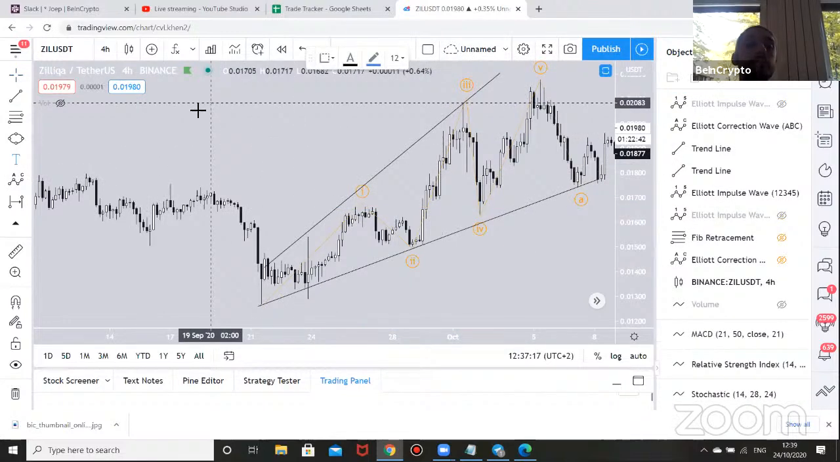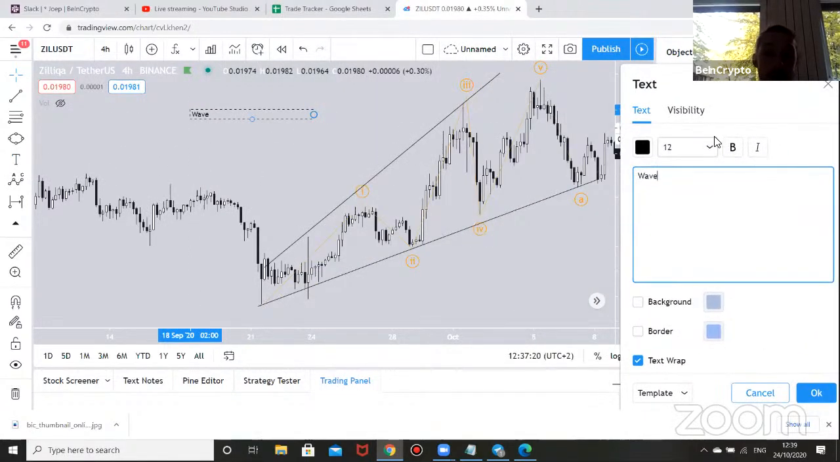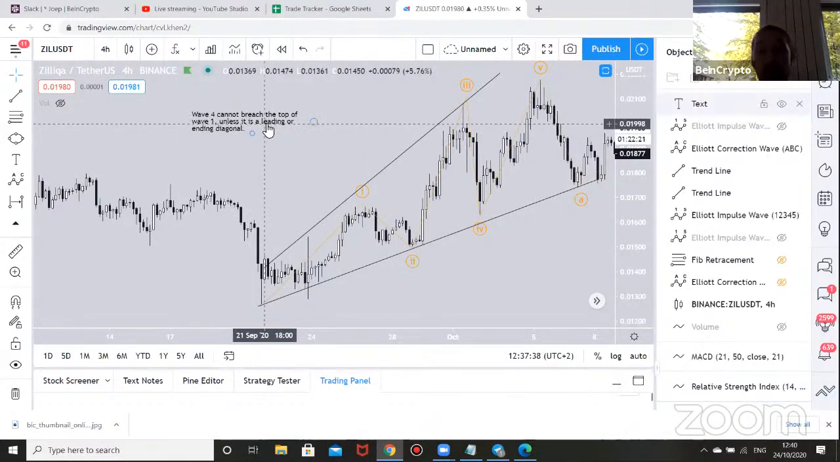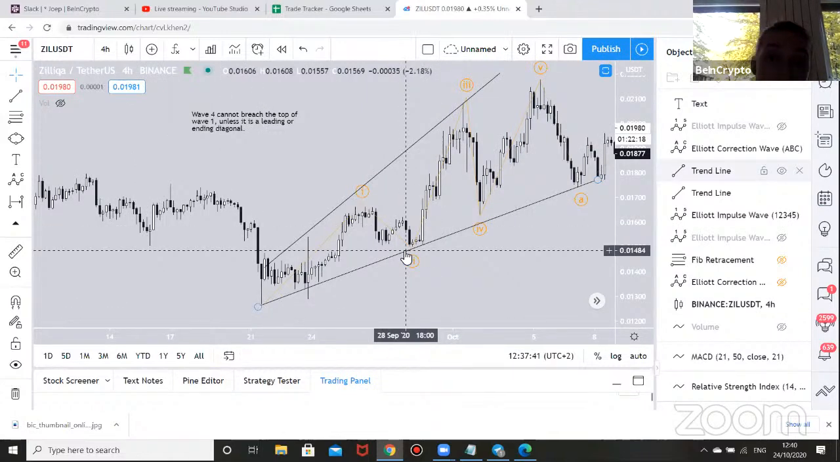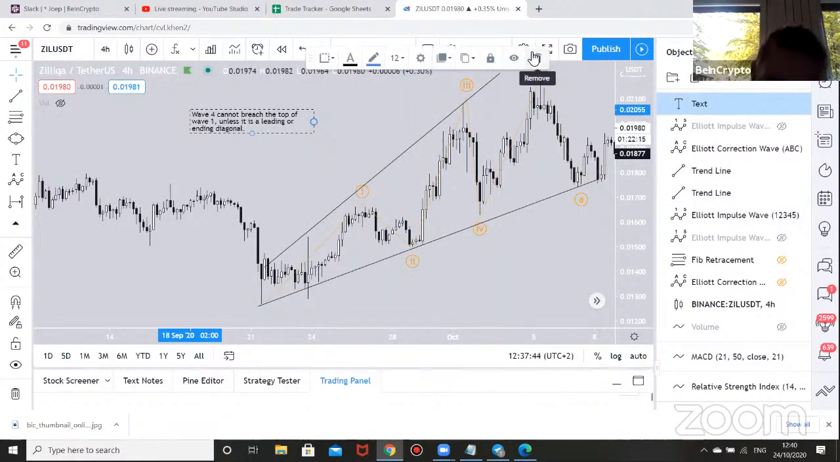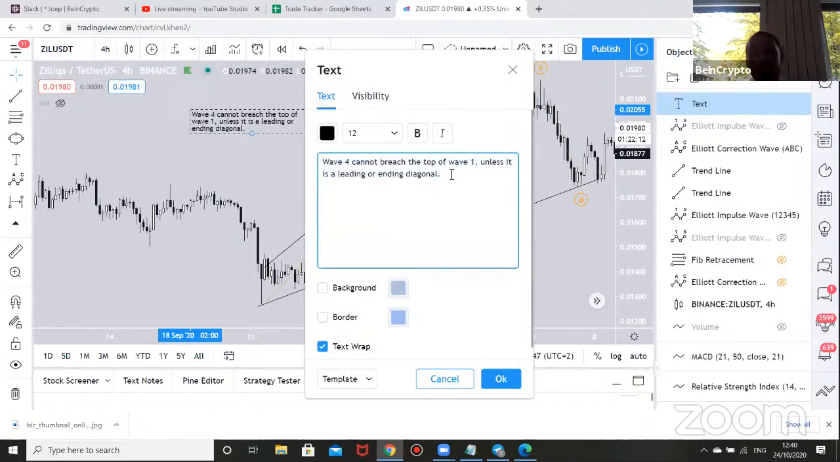I'll write it down. Wave 4 cannot breach the top of wave 1 unless it's a leading or ending diagonal. Now, leading or ending diagonals obviously either come in wave 1 or wave 5. There are two requirements that a leading or an ending diagonal should have. It's a wedge, so basically it's either an expanding or contracting wedge.